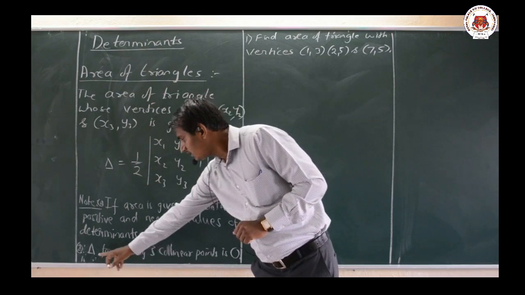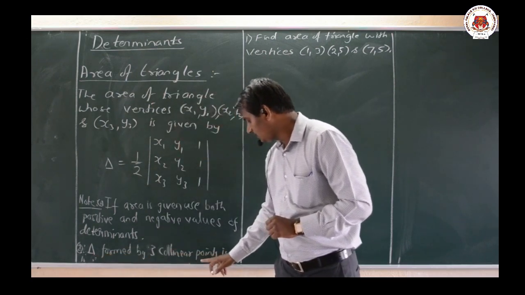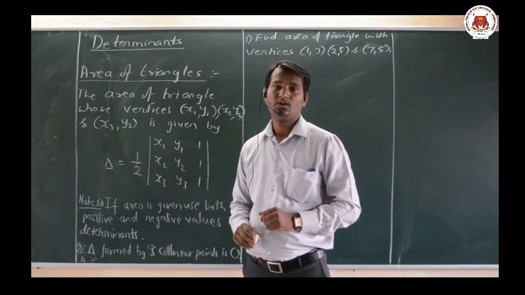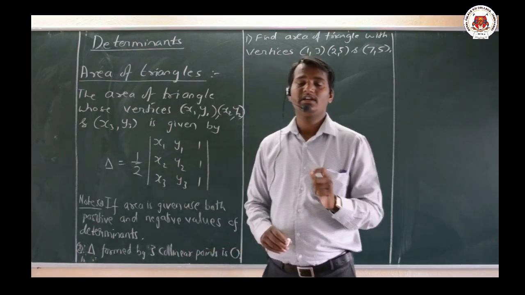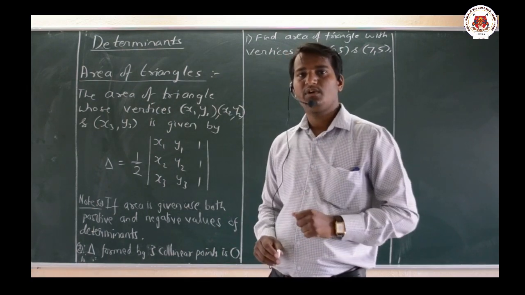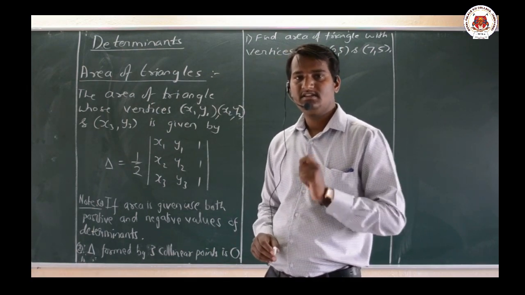The area of the triangle formed by 3 collinear points is 0. Now what do you mean by collinear? Collinear is very simple. Collinear means points lying on the same line. If 3 points lie on the same line, then we say they are collinear.